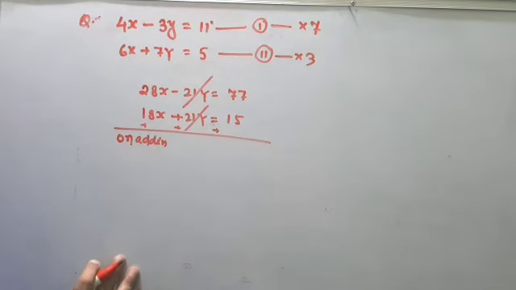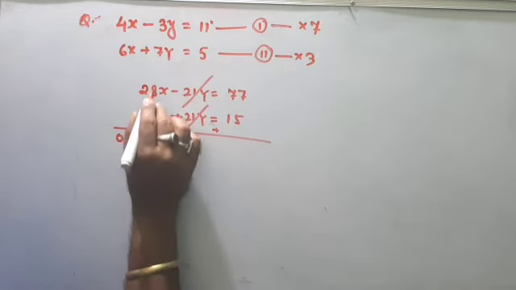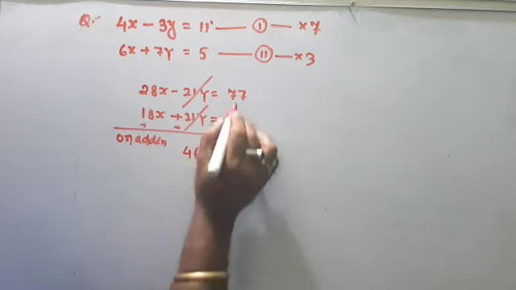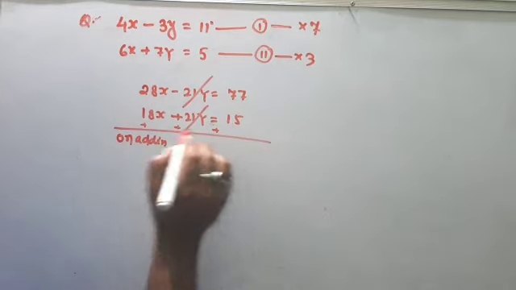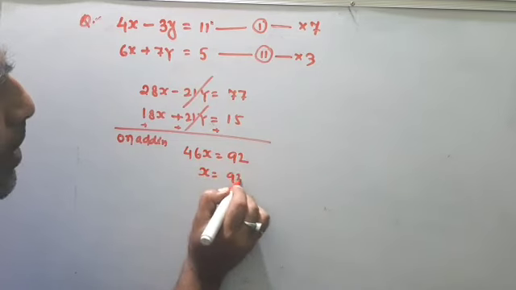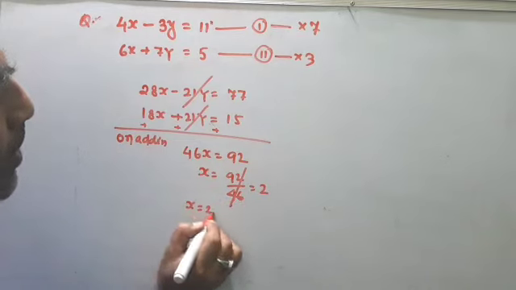minus and plus cancel. So 28 and 18 you add, that is 46x, and here 77 and 15, that is 92. So x is equal to 92 by 46, which cuts to 2. So the value of x is 2.